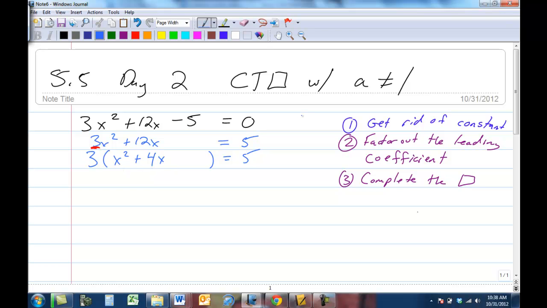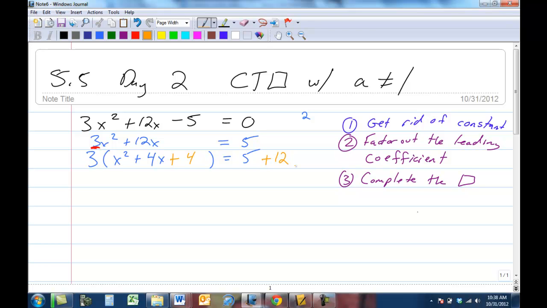So, half of b, half of 4 is 2. All right, I like to write it to the side. So I'm going to add 4 here. But here's the thing. What am I going to add to this side? Before you write the 4 down, think about this. Because of this 3, we completed the square here. We made this 4. But because of the 3 that we factored off, if we were to distribute this 3, we actually added 12 to this side. So we have to add 12 to the other side as well.